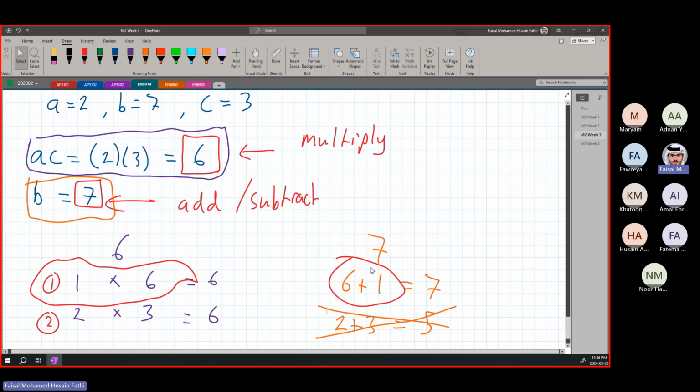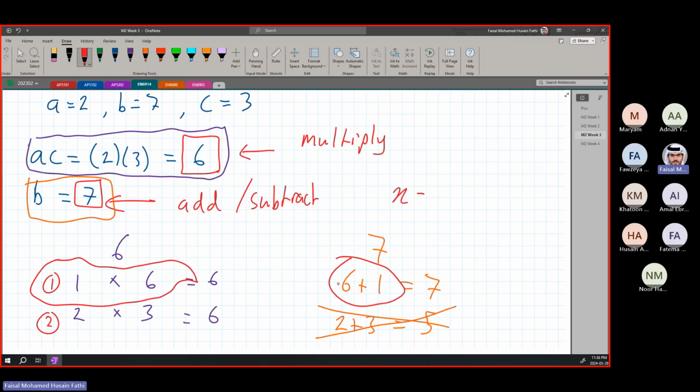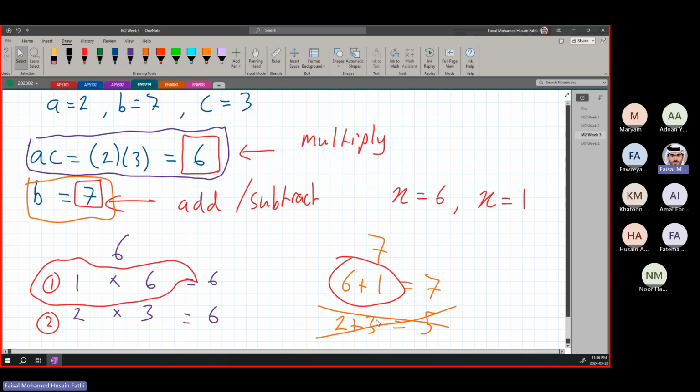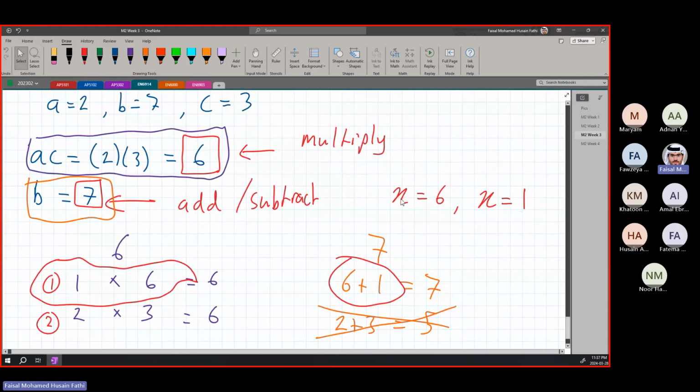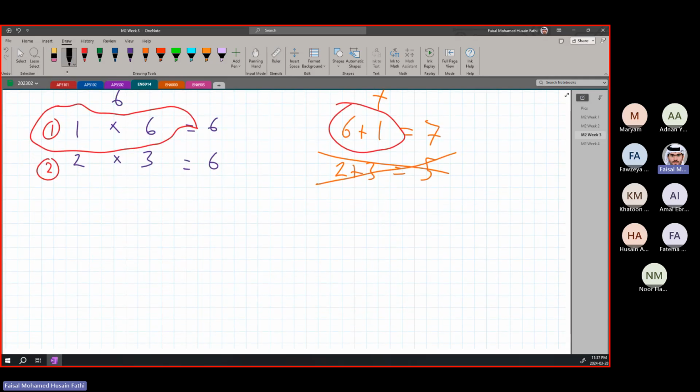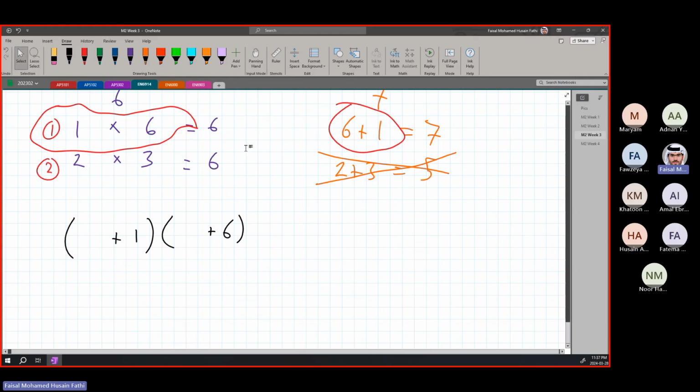Therefore, now these are our factors. So x equals 6 and x equals 1. But keep in mind, these are not the actual factors where x is equal to 6. It is the opposite sign. So again, so there is no confusion, you will just write it as plus 1, like this directly, and plus 6. Okay?